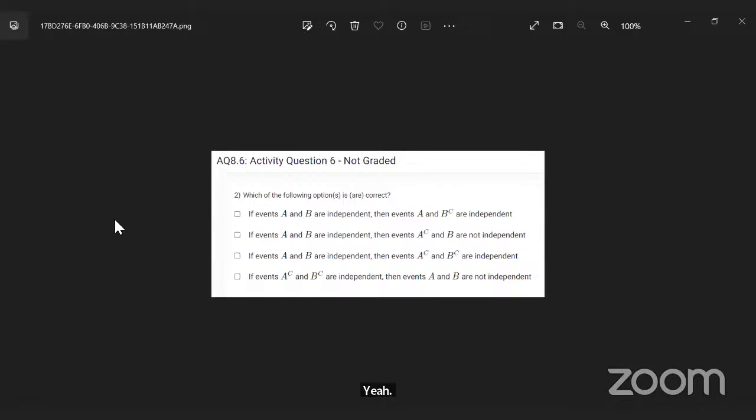Yeah, this is also one question, ma'am. Okay, so this one I had already proved in the last session that I took on Friday. The first one: if events A and B are independent, then events A and B complement are also independent. So if you have to prove events A and B complement are independent, you need to show that probability of A intersection B complement is equal to probability of A times probability of B complement. If you are able to show it using the information that probability of A intersection B equals probability of A times probability of B, then you are done.